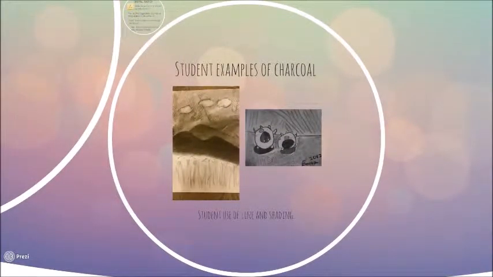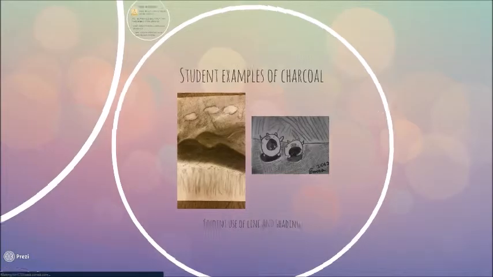These are some student examples of charcoal drawing. You can see how they have used line to create the reeds in the left picture and the background in the right picture. You can also see how they have used different kinds of shading to create the mountains and the clouds in the left picture and the monsters' mouths in the right picture and their shadows.